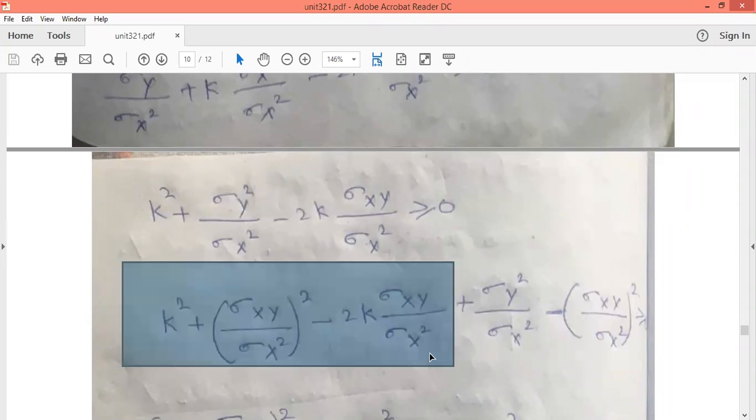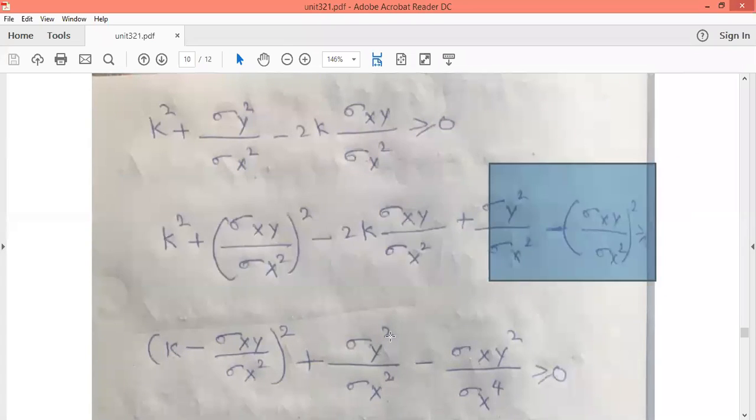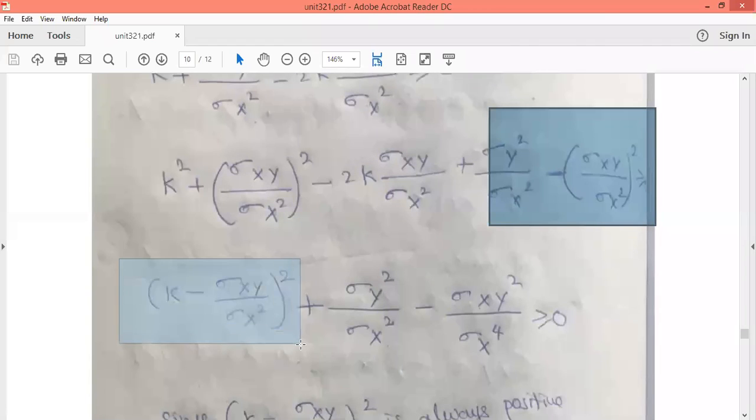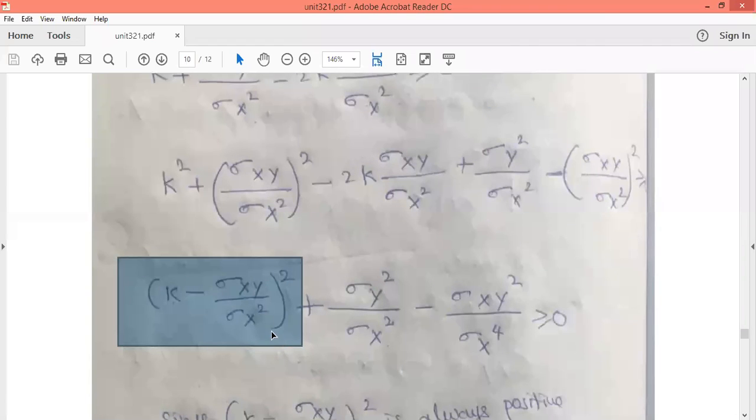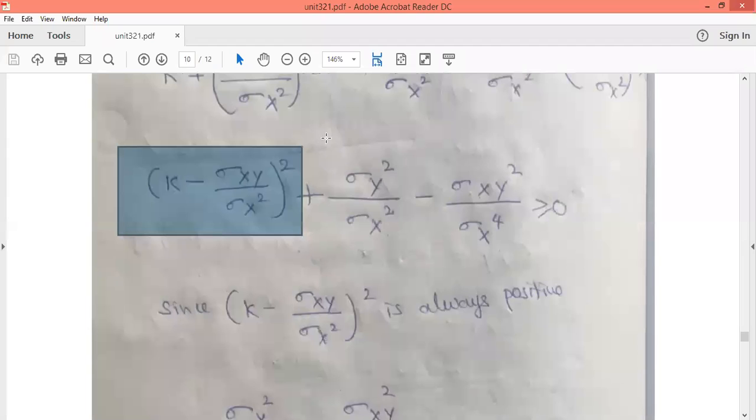Okay, now you compare these three terms. If you compare these three terms, they are in the form a square plus b square minus 2ab. So that is why we can write it as (k minus sigma xy divided by sigma x square) whole square. And these two terms we write again separately. It is plus sigma y square by sigma x square minus sigma xy square by sigma x power 4, greater than or equal to 0. Since you are squaring it, whenever you square, a negative number also becomes positive. So since it is squared here, this term is always positive. You don't need to consider this term. This is always positive. Okay, now we have to consider this term.